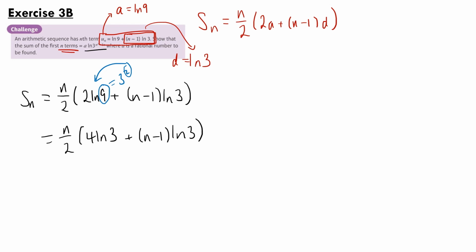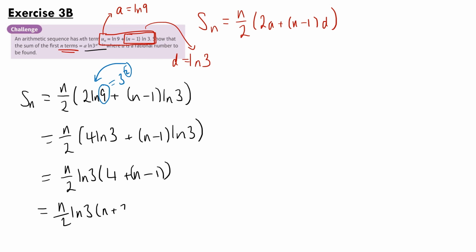And then at this point, we can factor out ln 3. So we've got n over 2 lots of ln 3, and inside the bracket, we're going to have 4 plus n minus 1. And if we simplify that bracket, we're going to get n plus 3. So n over 2 ln 3 times n plus 3.